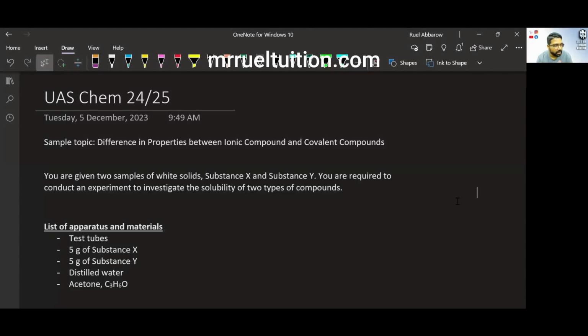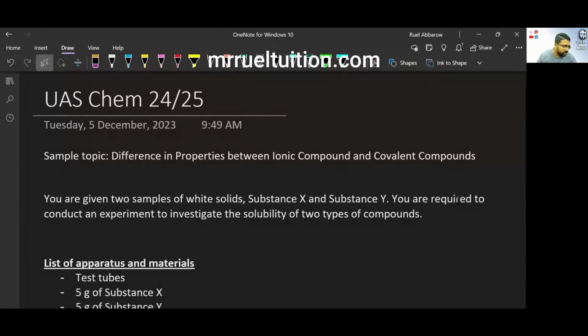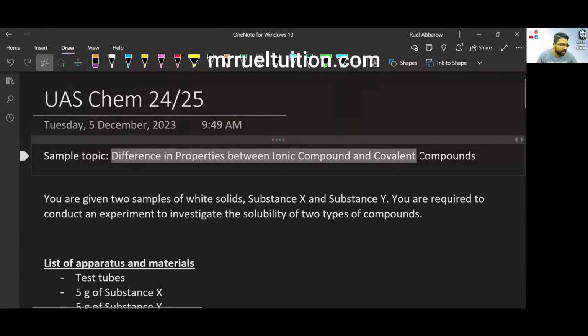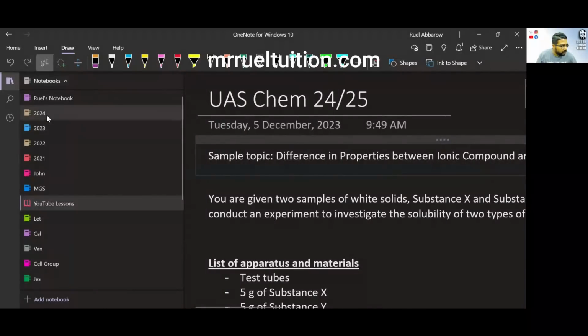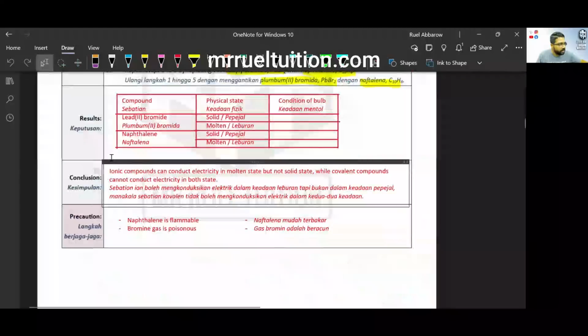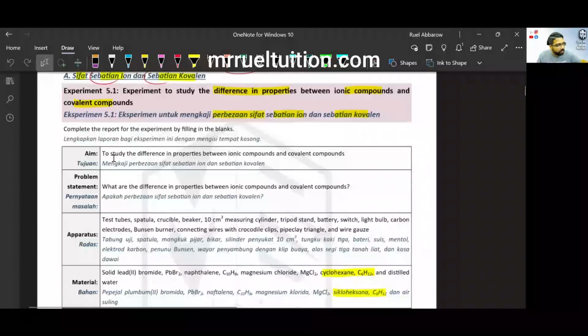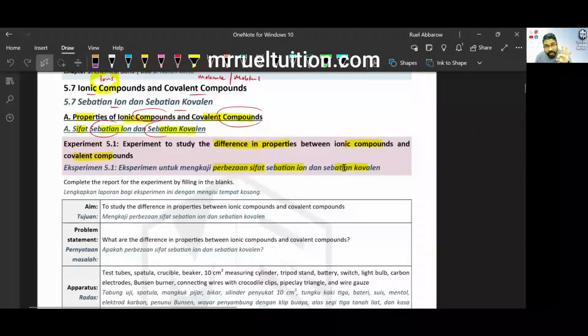All right. Okay, so the sample topic that I've chosen here is on the difference in properties between ionic compounds and covalent compounds. Let's just go back to the theory for a little bit. So the theory here for the difference in properties between ionic and covalent compounds, actually there are three experiments.